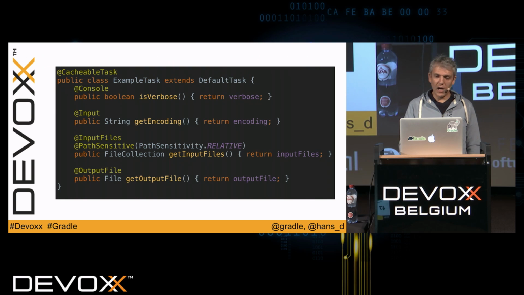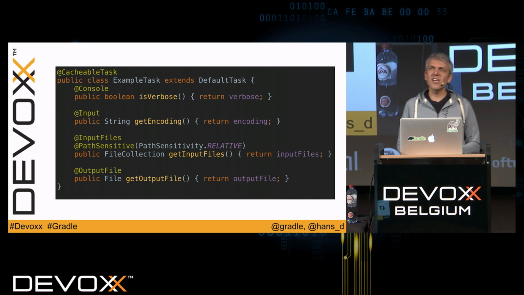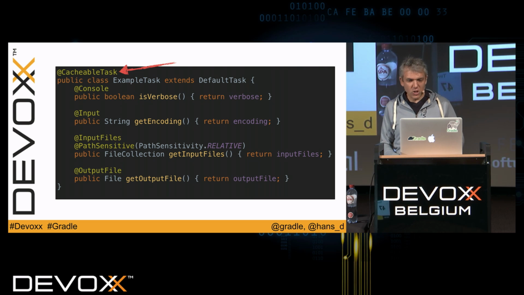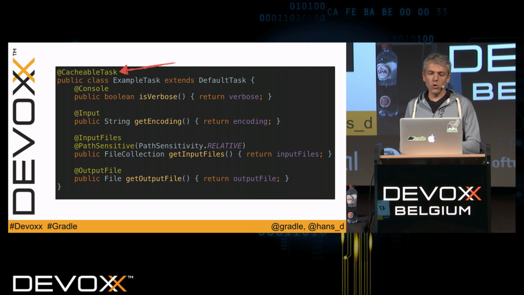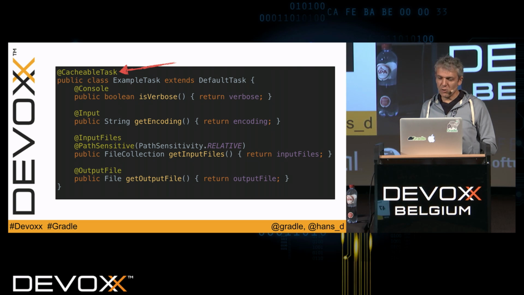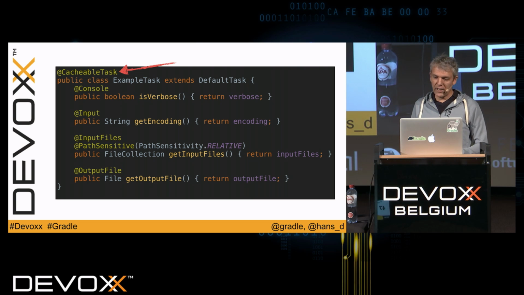So let's talk about how does it work, right? So the first thing we needed to do was to extend the input and output model to make this reliable and efficient, right? So first of all, a task has to opt in. The task implementation has to opt in to be cached in a new output cache. All the tasks shipped with Gradle will opt in, but for your custom task, you have to explicitly tell Gradle, hey, this task should use the new output cache, right?